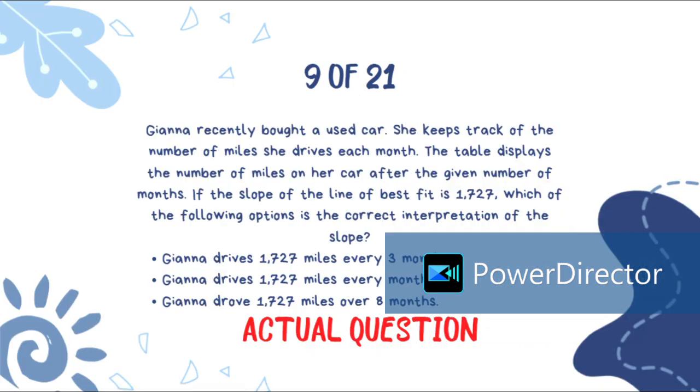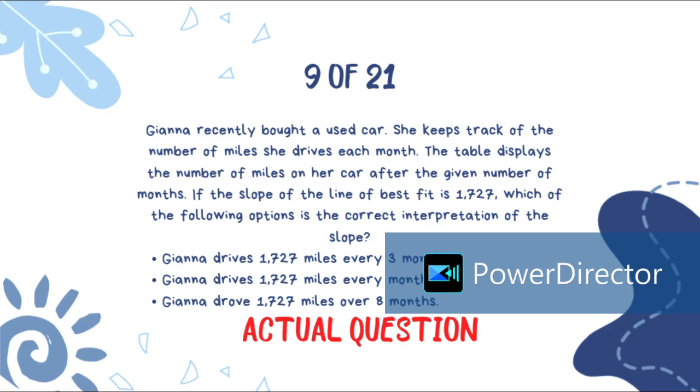Here's number 9. Gianna recently bought a used car. She keeps track of the number of miles she drives each month. The table displays the number of miles on her car after the given number of months. I didn't put the table, but it doesn't matter. If the slope of the line of best fit is 1,727, which of the following options is the correct interpretation of the slope? You can use the table if you want to.